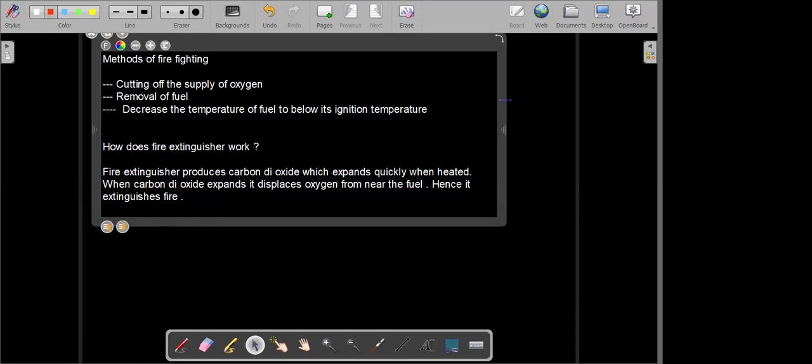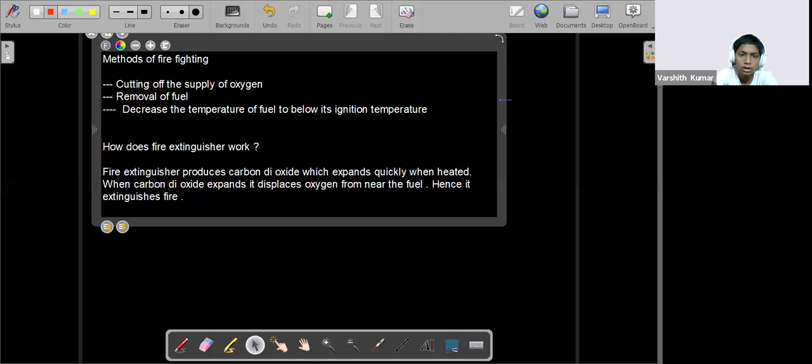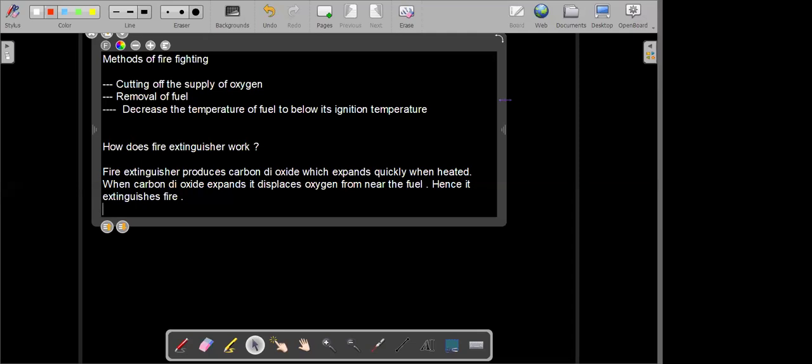Got it? So this is how it is working. So in short, what do we say? Varshit, can you read what is written? Yes, sir. Fire extinguishers produce carbon dioxide, which expands quickly when heated. When carbon dioxide expands, it displaces oxygen from near the fuel, hence it extinguishes fire. Yes. As we know, when gases are heated up, they expand. So when you throw carbon dioxide over fire, it gets heated up and expands, and it displaces all the oxygen present there. Therefore, since there is no oxygen available, the supply of oxygen is cut off. So in short, a fire extinguisher cuts off the supply of oxygen to the fuel. Got it? This is how the fire extinguisher works.